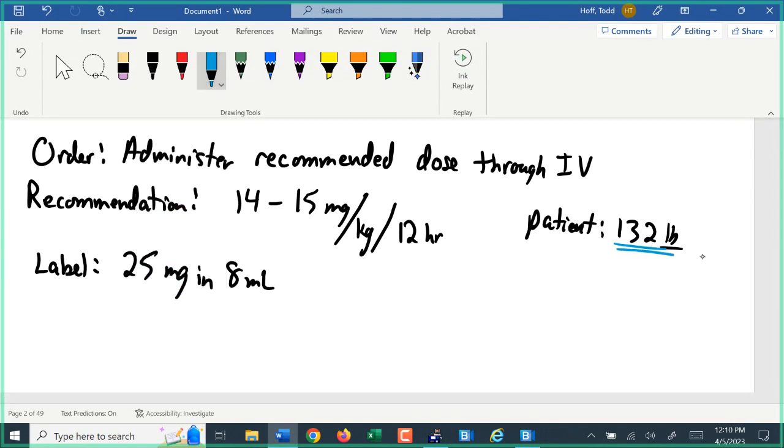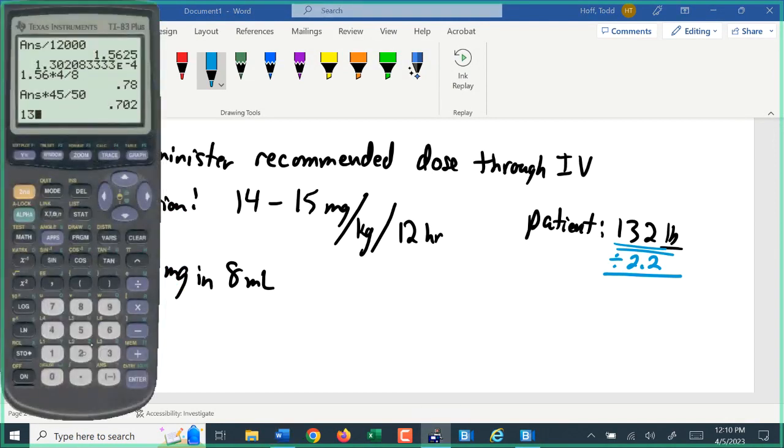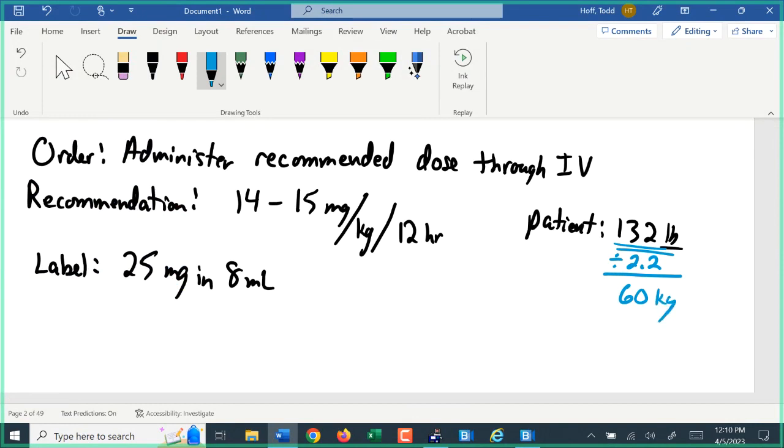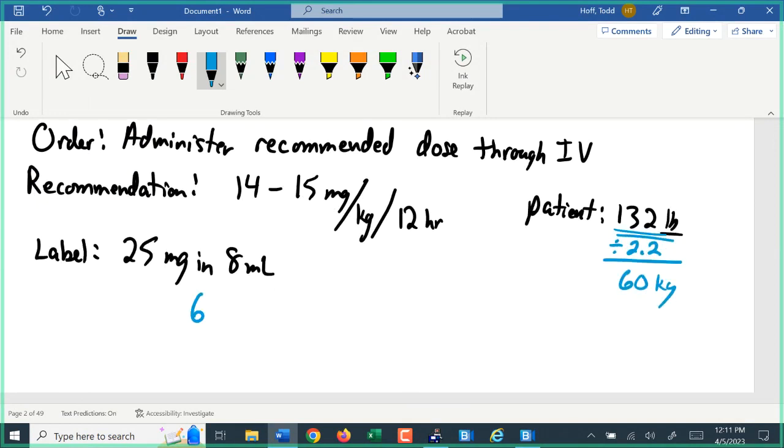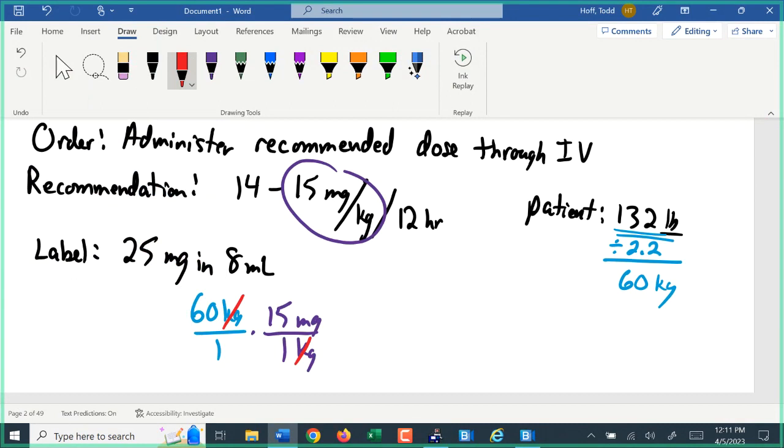So as always, we start by converting the patient into kilograms. Take 132 divided by 2.2, giving us 60 kilograms for that patient. And that's where we will start our calculation for our dosage. So we have 60 kilograms, and we'll put that over 1. Getting rid of the kilograms here, we'll use the maximum dose, which is 15 milligrams per kilogram. Kilograms cancel out. Want to get rid of milligrams? 25 milligrams in 8 milliliters.